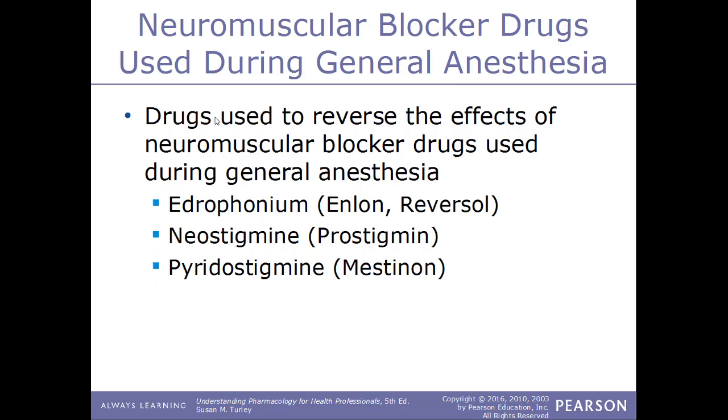of this size. Now, after these kinds of drugs are given for surgery, there are drugs given to reverse the effects of neuromuscular blocker drugs. So these are muscle strengtheners. Some examples of this class of drug would be edrophonium, which is known by the trade names Reversol or Enlon; neostigmine, which is known by the trade name Prostigmin; pyridostigmine, which is known by its trade name Mestinon.